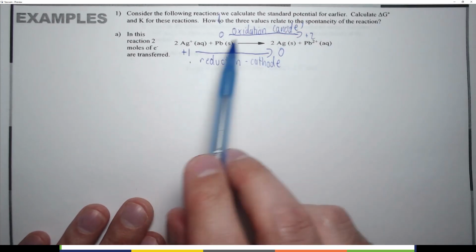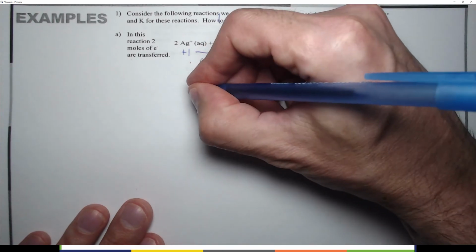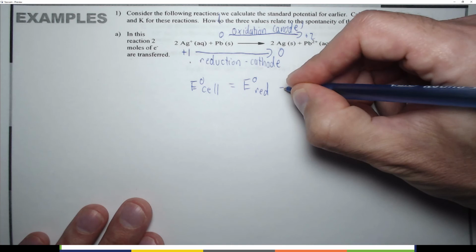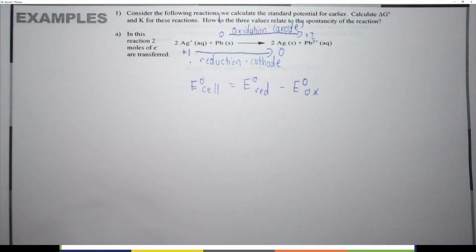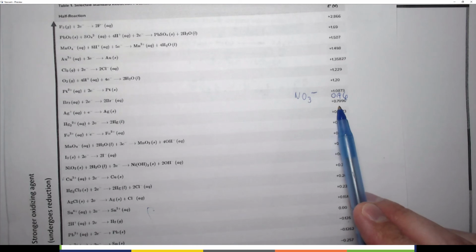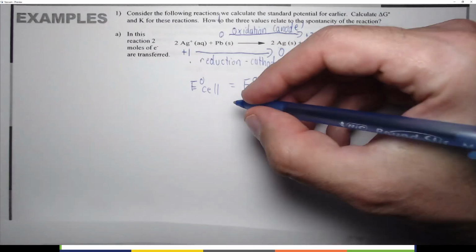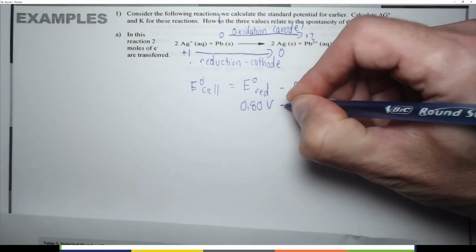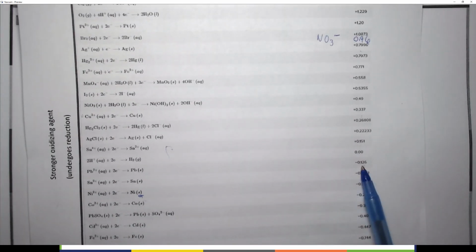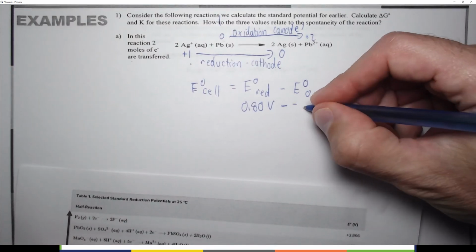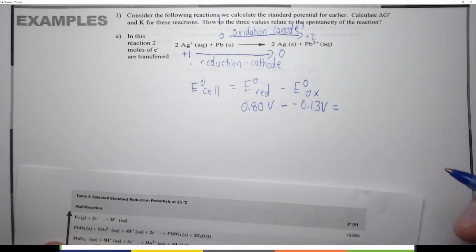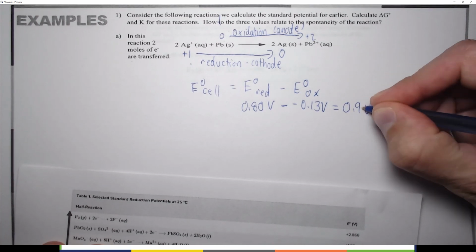So we can calculate the E cell of this, assuming it's hooked up in a galvanic cell. And that is E naught of the cell equals E naught of the reduction minus E naught of the oxidation. And if we look up the reduction potential of silver, we find that it is 0.7996. And if we round that to 2 decimal places, we get 0.80 volts. And for the oxidation, we have lead. If we find lead here, it's minus 0.126 volts, or if we round it to 2 decimals, it's minus 0.13 volts. And when we do this, we find that the standard potential of this reaction is 0.93 volts.